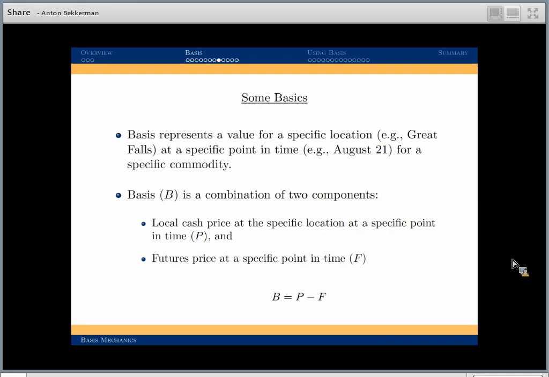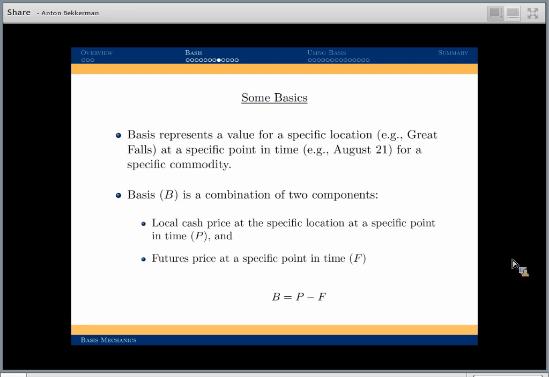Okay, basis could be either positive or negative. Often in Montana, it's going to be negative for wheat or any other crop, and it's often going to be positive for cattle. Sometimes it can be negative. We'll talk about some of the characteristics of what changes basis later in the talk. But for crops, it's almost always going to be negative. For livestock, it often is positive and sometimes is negative.